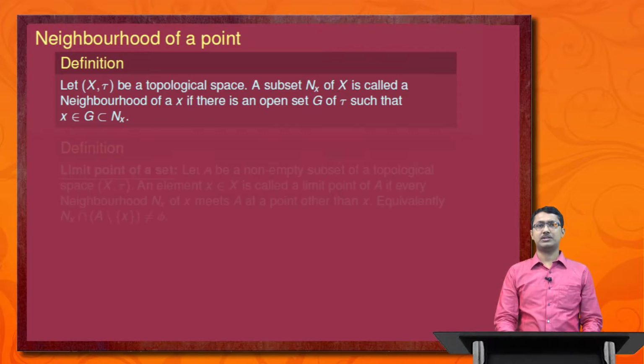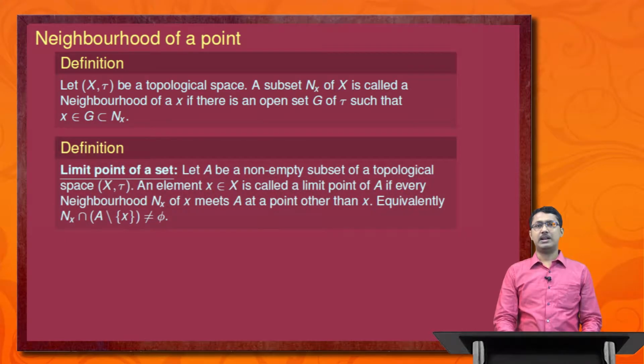Next, we introduce the definition of a limit point of a set. Let A be a non-empty subset of a topological space (X, τ). An element small x belonging to capital X is called a limit point of A if every neighborhood N_x of x meets A at a point other than x. Equivalently, we say that N_x intersection (A minus the singleton {x}) is not equal to φ, and that x may belong to outside the set A.